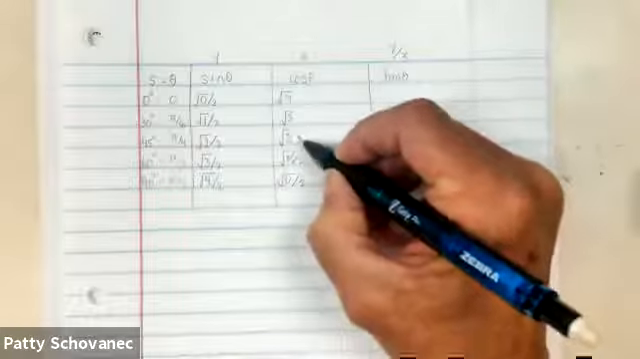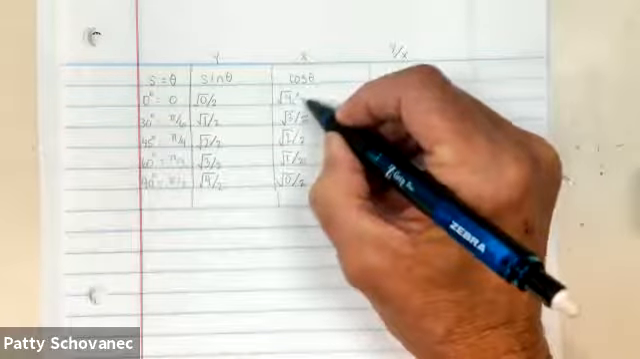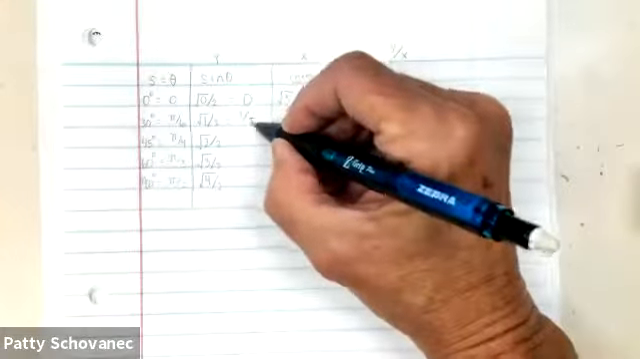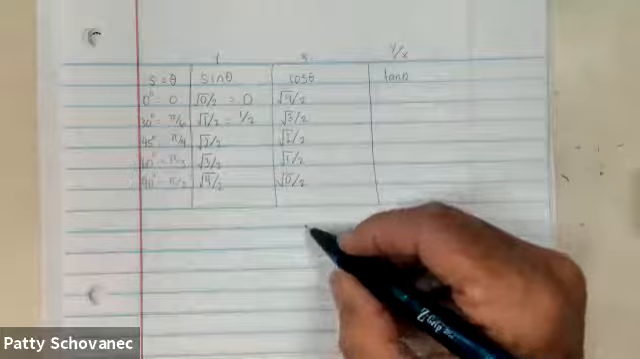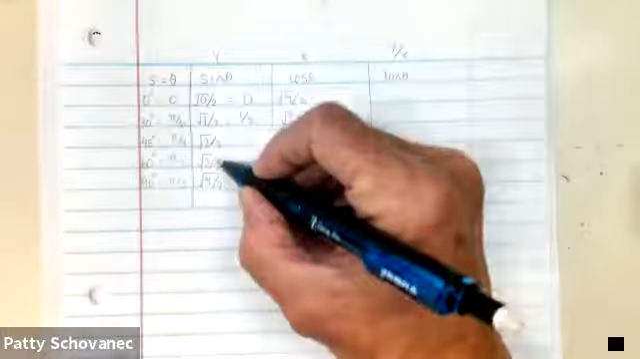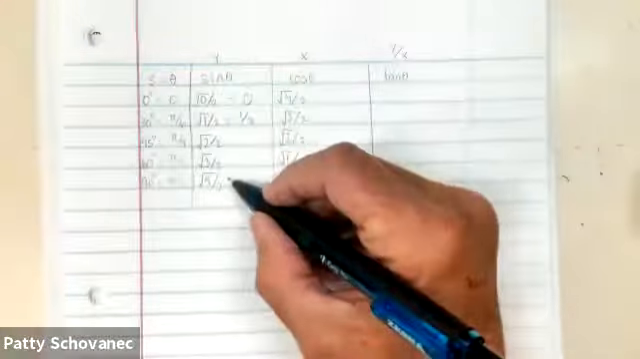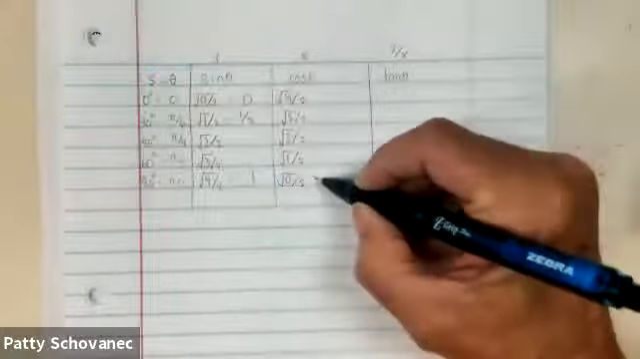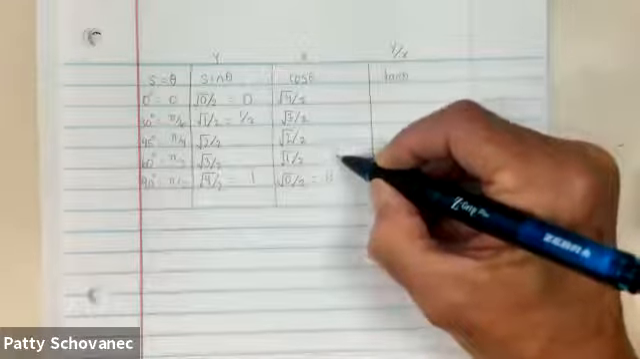Then the last step is to simplify. Square root of 0 is 0. 0 divided by any number is 0. Square root of 1 is 1, so this one simplifies to 1/2. The next two stay put. Square root of 2 over 2, square root of 3 over 2. Square root of 4 is 2. 2 divided by 2 is 1. And so the same deal here.